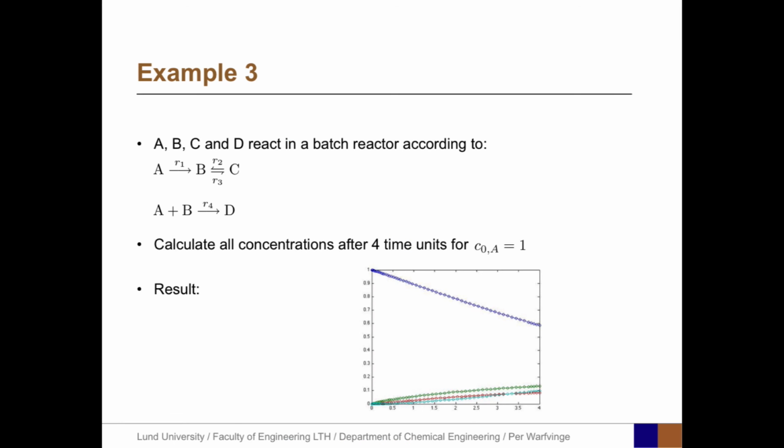And in summary, we had a complex reaction system with A, B, C, and D and 4 reactions. And we calculated all the concentrations after 4 units of time for the case where we had an initial concentration of A of 1, and we got the following results.